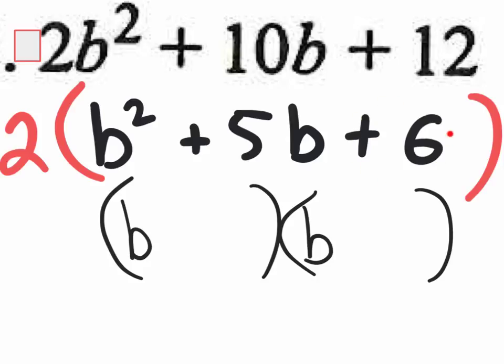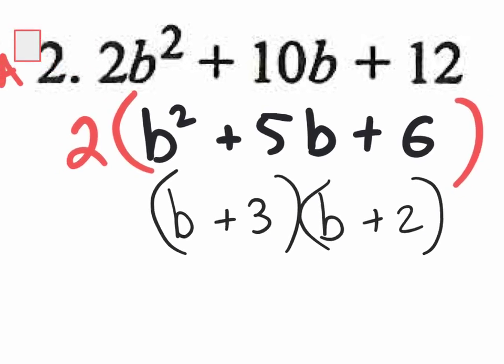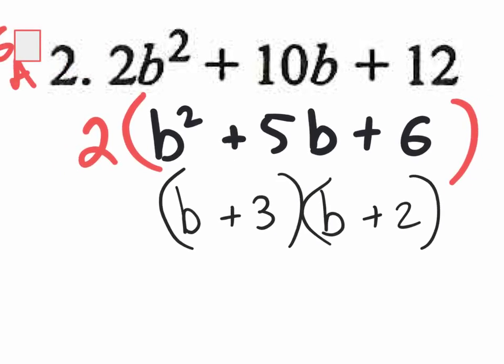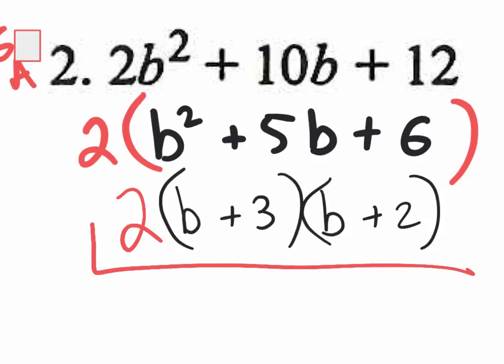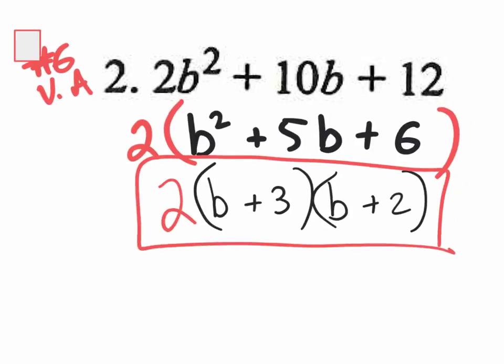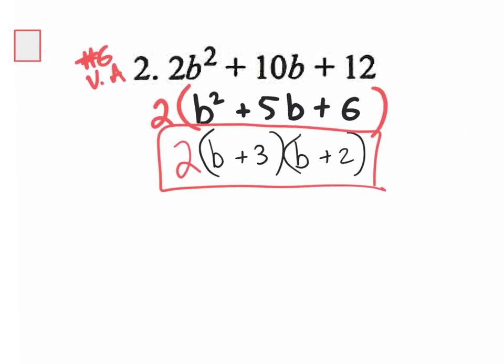What times what is 6 that if you add it together is 5? 3 times 2. So if you put a plus 3 and a plus 2, or you could do it the other way around, plus 2 plus 3. And let's not forget about that outside 2 that belongs right in front of it. There's our answer, guys. 2 parenthesis b plus 3, b plus 2. Easy peasy. Let's move on to number 3 on version B.